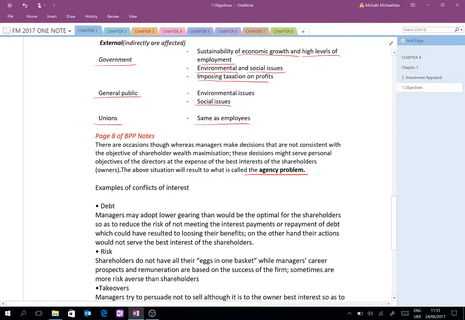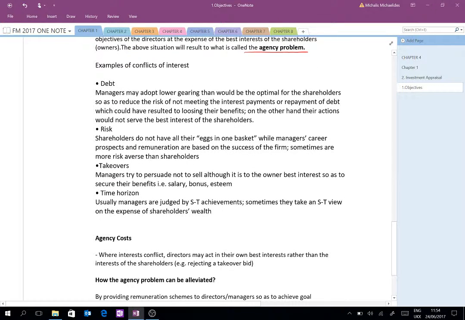So the agency problem is when we have our directors and managers, instead of acting for the best interest of the company, the owners in other words, they act for the best interest of themselves. And this creates this agency problem. So examples of agency problem, there are a number of examples which I have listed here, which you can read by yourselves. I'm just going to explain one of them, and this is when we have a potential takeover.